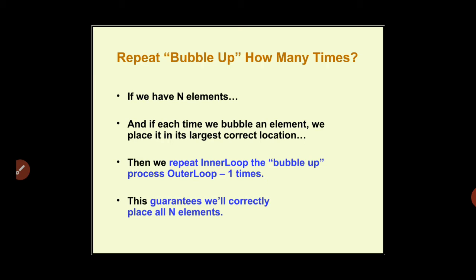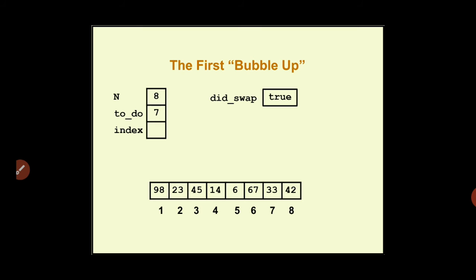Somebody may ask me how many times bubble sort repeats this process. If we have n elements, then the inner loop is repeated n minus 1 times, and in the end all n elements are placed in the right position. So it works as a bubble sort: first iteration, then second, and so on, until the algorithm completes the sort.